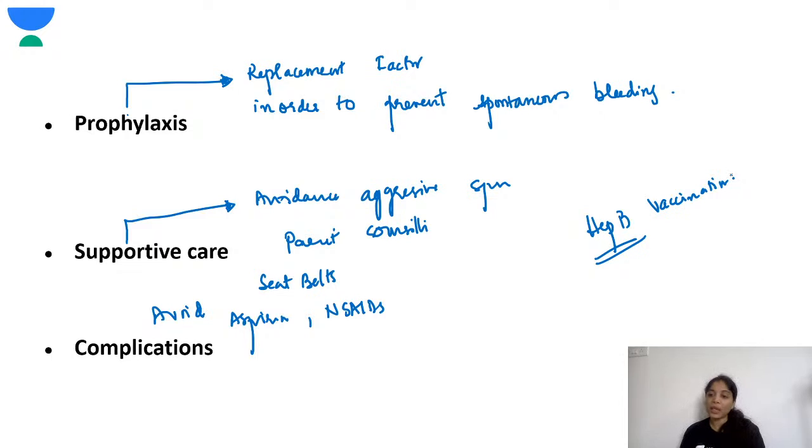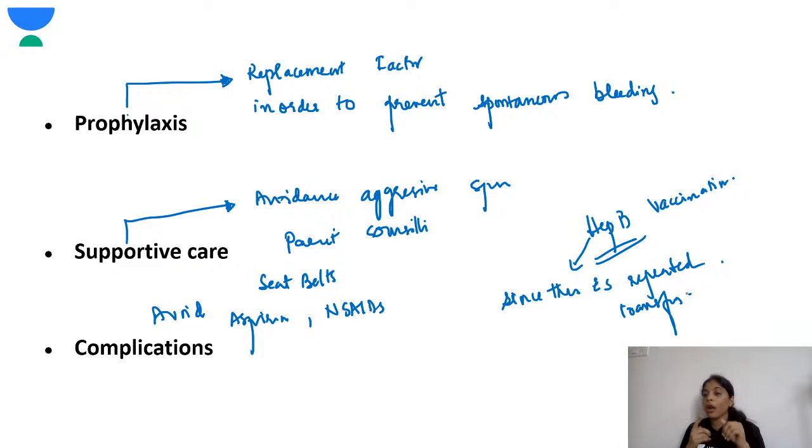We give hepatitis B vaccination because they have repeated transfusions, and there is a chance of receiving transfusion-transmitted infections. Yes, very good. That is why hepatitis B vaccination should be done, and also these patients should be regularly screened for all these blood-transmissible infections.